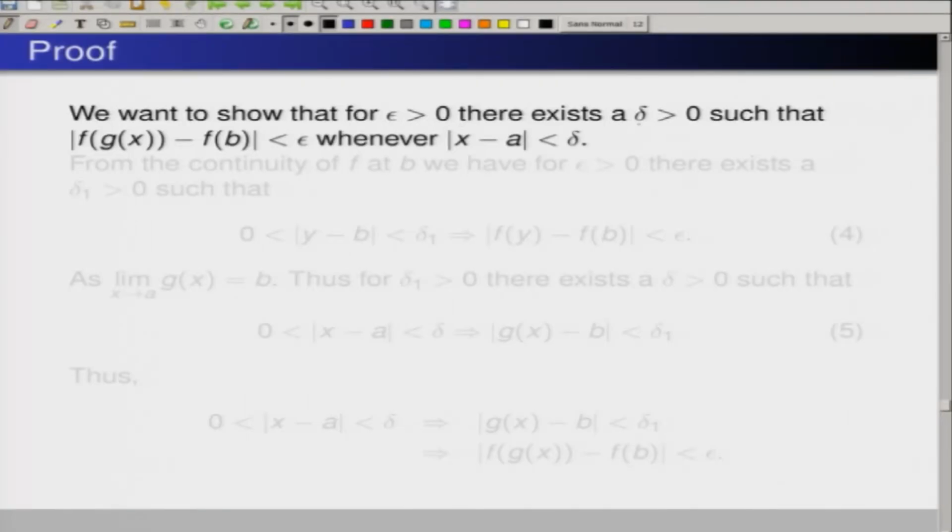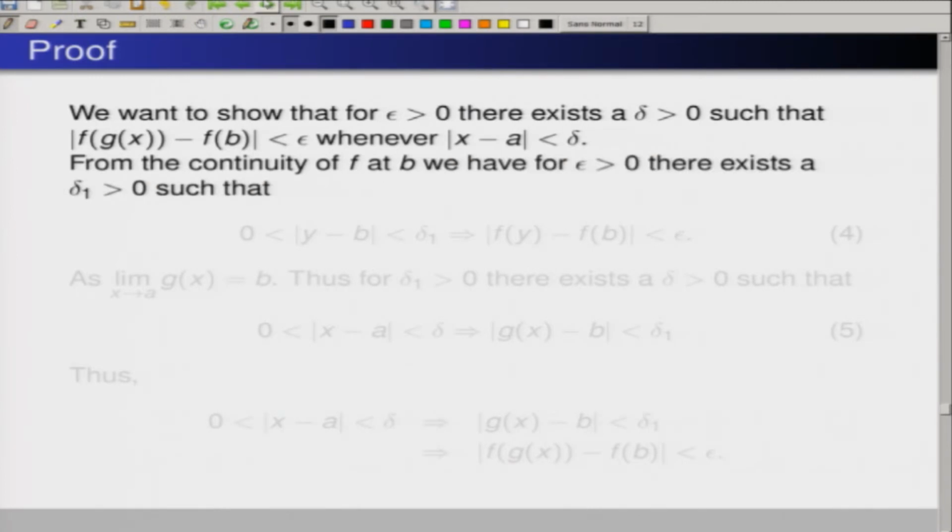So, the proof is that we want to show that for epsilon positive there exists a delta greater than 0, such that |f(g(x)) - f(b)| is less than epsilon whenever |x - a| is less than delta. Now, from the continuity of f at b, f is continuous at b.